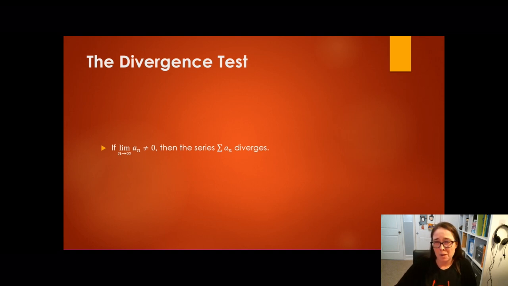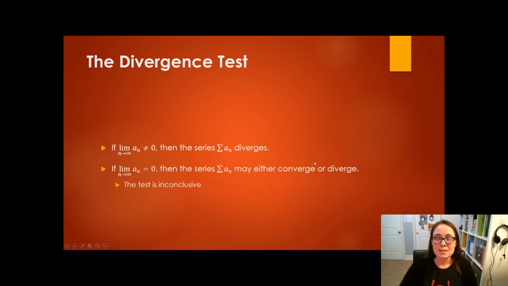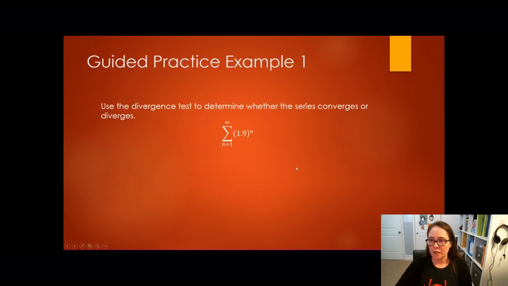Now, the thing to be careful about with this test is that if the limit does equal 0, that does not necessarily mean the series converges. It's a requirement for convergence, but I can still have a divergent series where the limit approaches 0. So if you get 0, the test is inconclusive, and you want to go back to the list of other tests and try a different one. This only works if the limit happens to not be equal to 0. Okay, so let's give this a try.